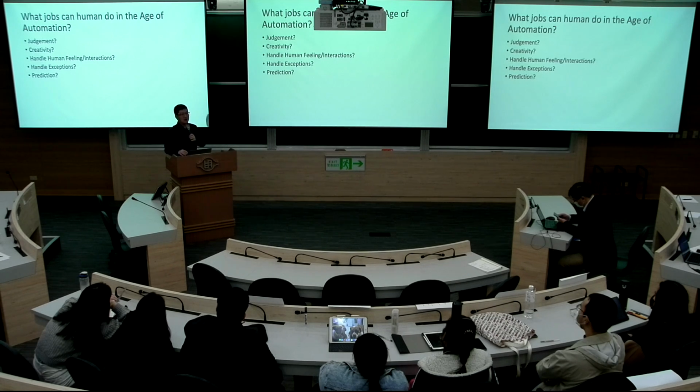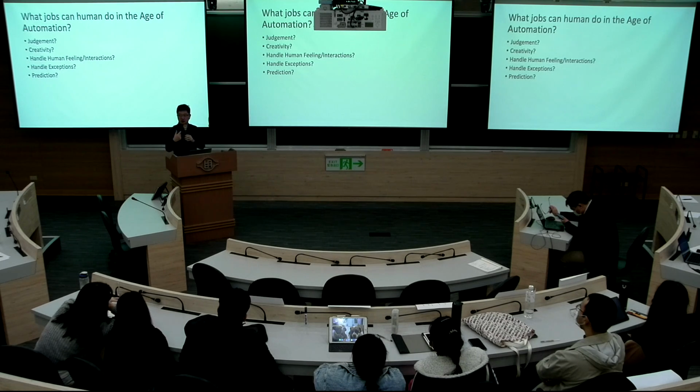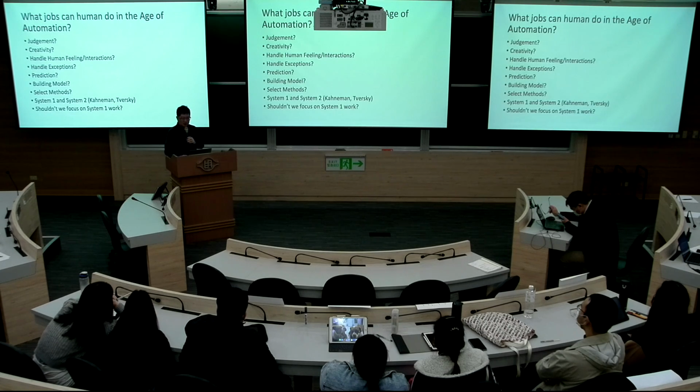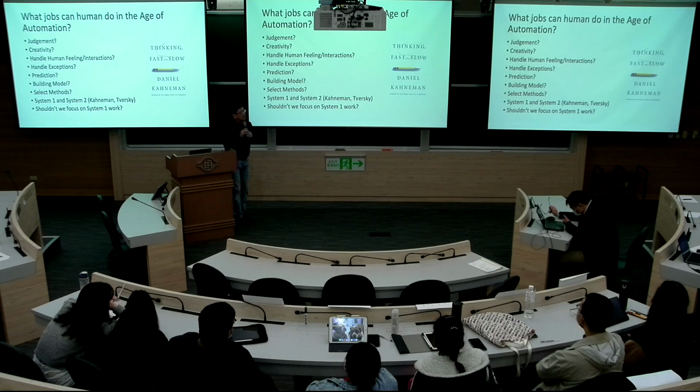So the next few slides I want to share with you, I'll go through the example very quickly, telling you that machine can pretty much do all these, right? But some of them machine do better. Some of them machine are not as good. Judgment. Machine is that, there are selecting methods and so on and so forth. This is another book I don't want to share with you, but I'll jump to another thing, right?